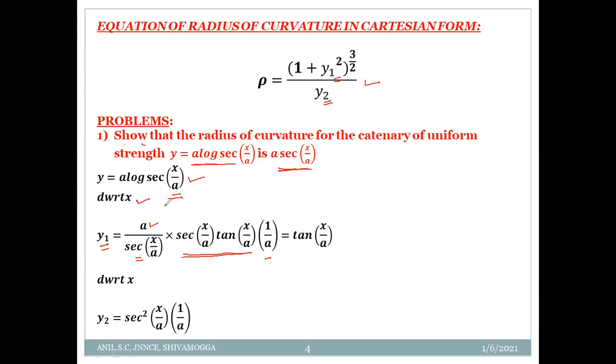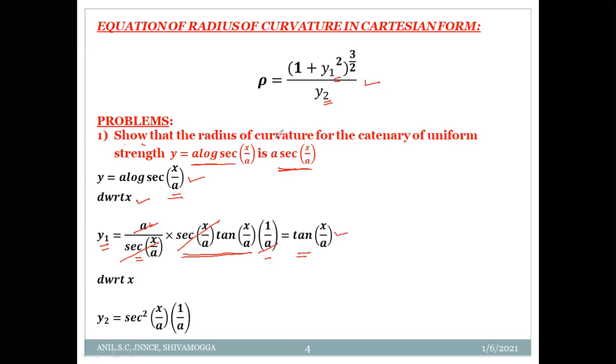Derivative of log secant x by a is 1 over secant x by a, and that of secant x by a is secant x by a into tan x by a, and derivative of x by a is 1 by a. Now cancel this a with this a, and secant x by a with this secant x by a, and we get tan x by a. y1 is equal to tan x by a. This is the first derivative.